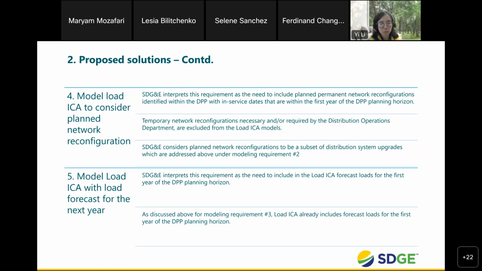So we interpret this requirement as the need to include in the load ICA the forecast load for the first year of the DPP planning horizon. Just like modeling request number 3, this goes hand in hand with that. We currently already include the forecast load for the first year of the DPP horizon in our load ICA, and this is consistent with using the IPER forecast disaggregated down to the circuit level.